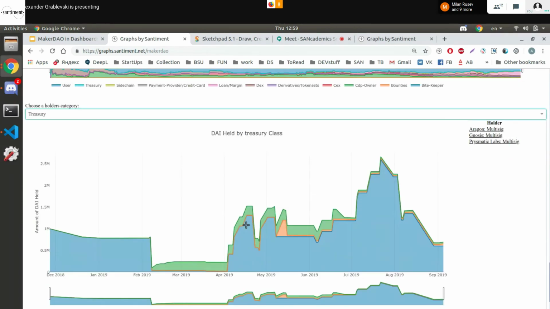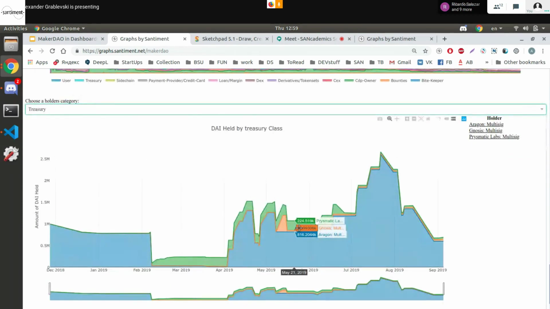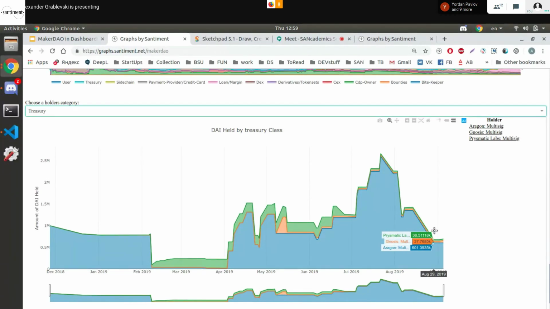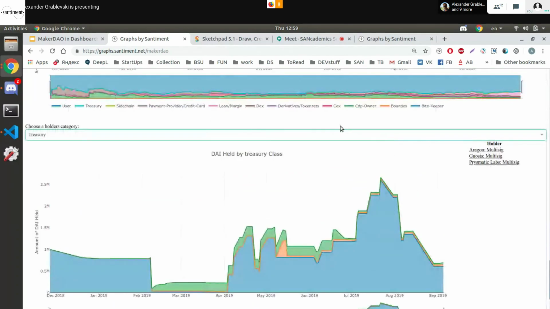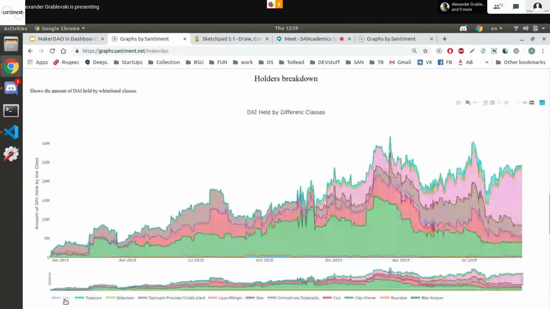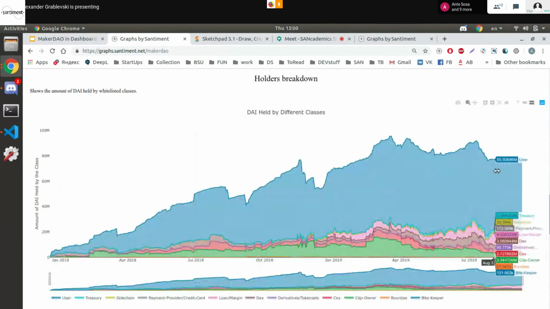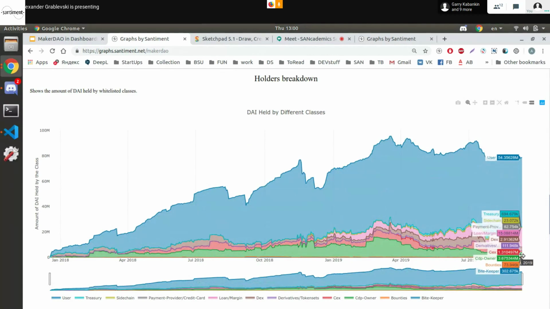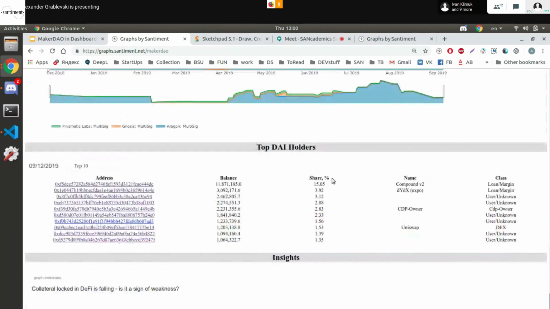So the treasury is some addresses that are known as multisigs. And we know that Aragon wallet owns a lot of DAI. So that's basically it. The thing is, there are a lot of unknown addresses. So you see these users. We call this user because we can't categorize this address into any of these wallets. But it may happen that it is, for example, a centralized exchange wallet, and we count it in the user category. So you can check all addresses here.